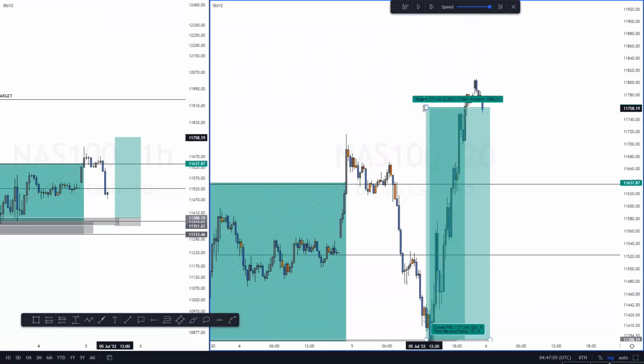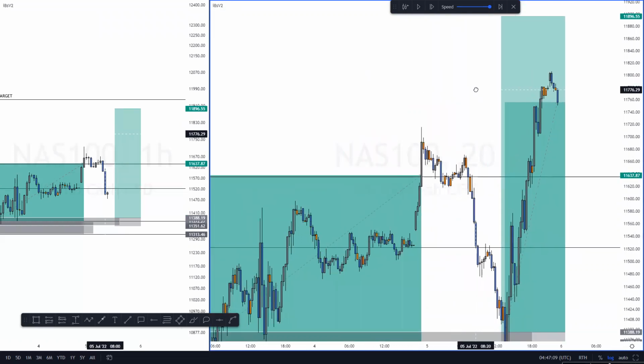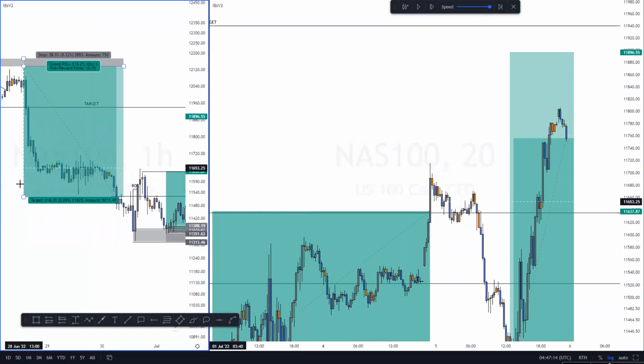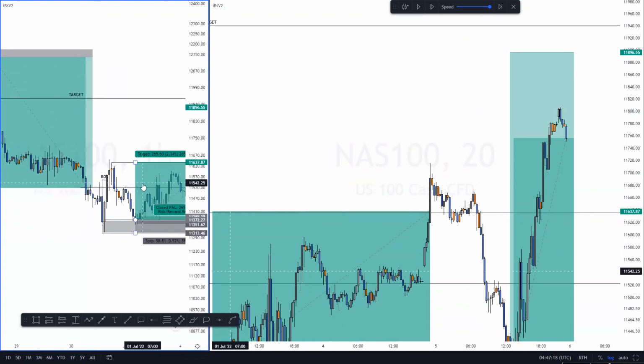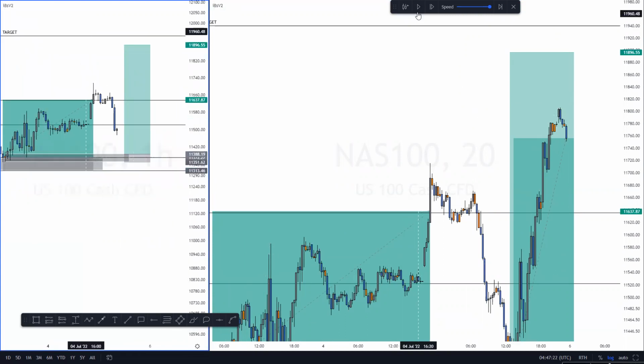So after taking the 4%, we saw a very nice rally to the top side. As you can see, we got a 16% right here. We got a 4% right here. That's 20%. Then let's see how many percent we're going to get from this place.